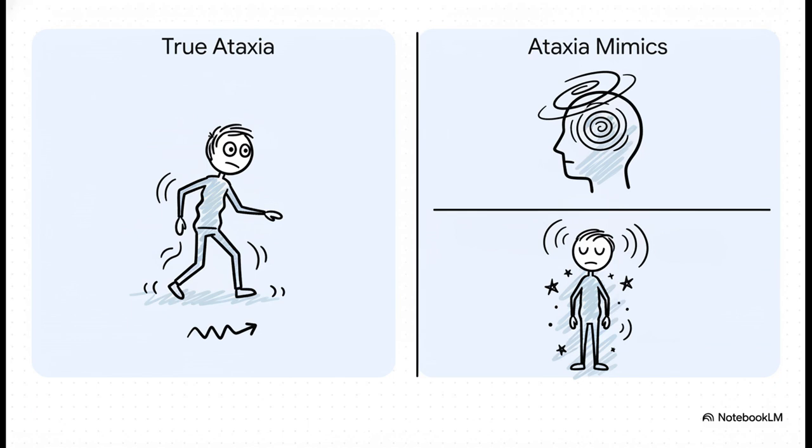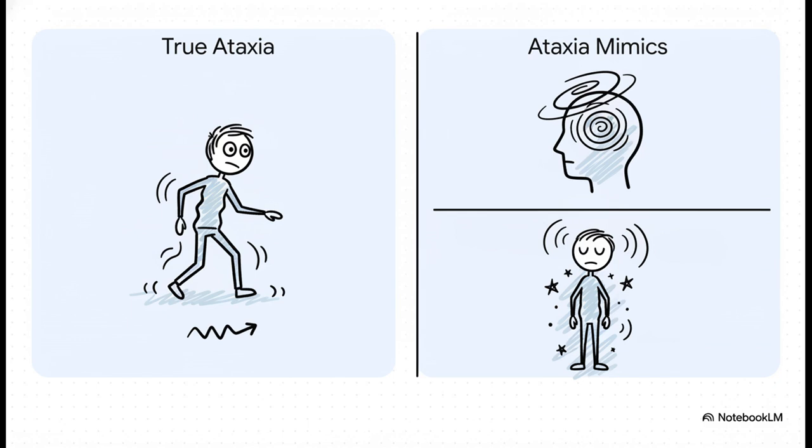We have to separate true cerebellar ataxia, which is pure imbalance with no vertigo at all, from its two biggest mimics. Mimic number 1 is vestibular disease. These patients will have a significant amount of dizziness or a spinning sensation, true vertigo. Mimic number 2 is sensory ataxia. In this scenario, the brain literally doesn't know where the limbs are in space because of a loss of proprioception.